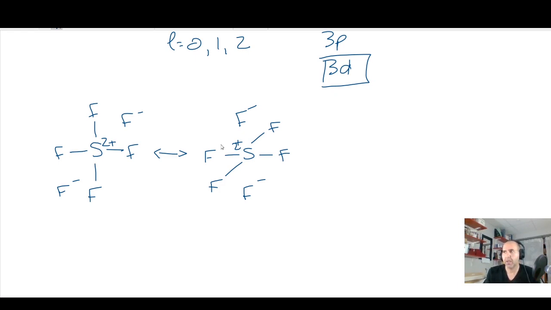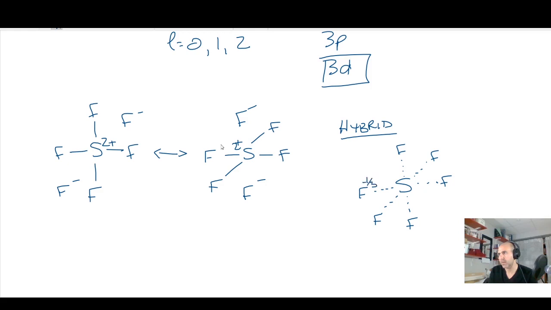where some of the fluorines are actually fluoride ions, and the sulfur is 2+, and the hybrid looks something like this. So each fluorine actually carries a charge of -1/3, and the sulfur is 2+.